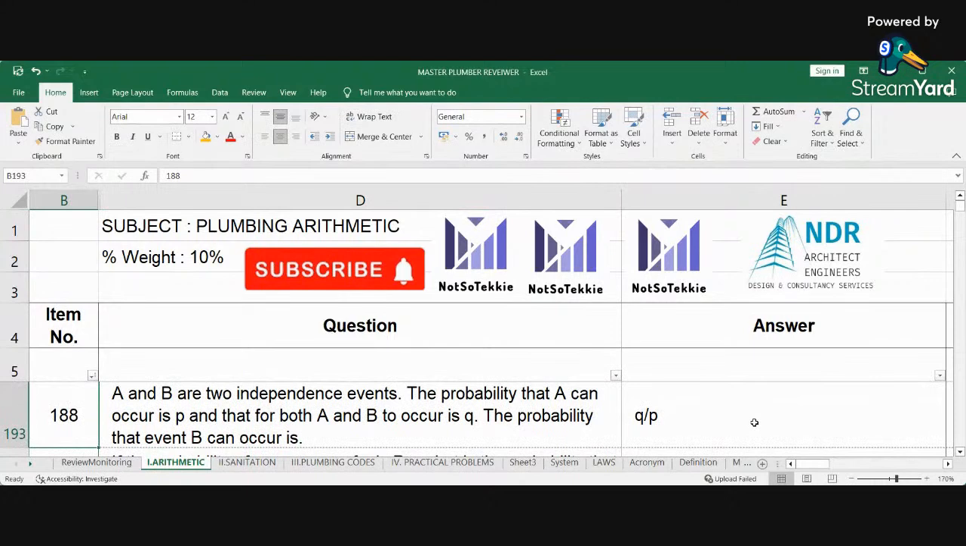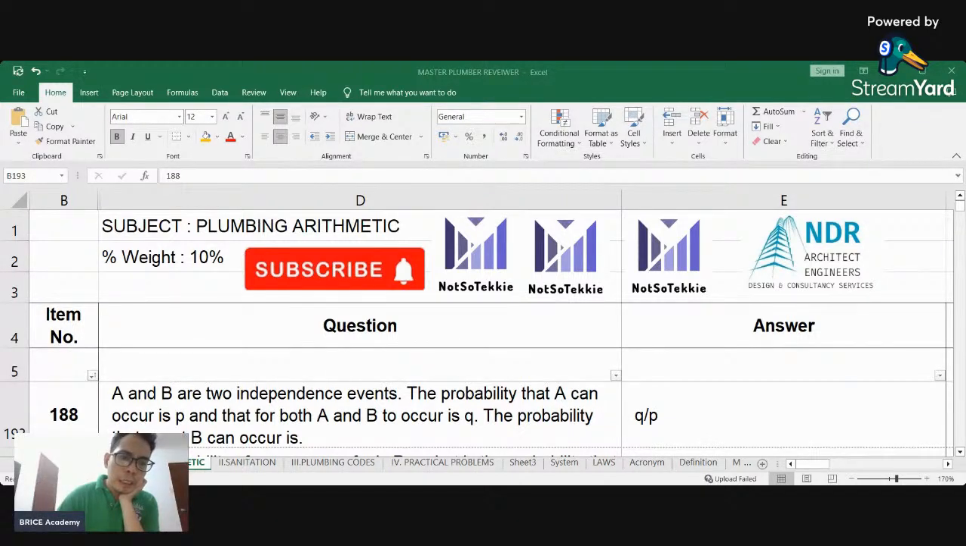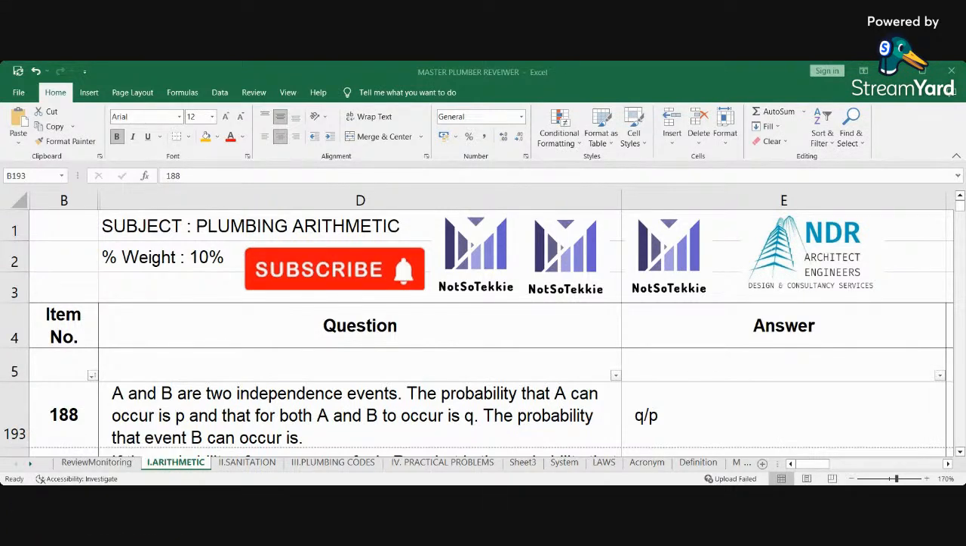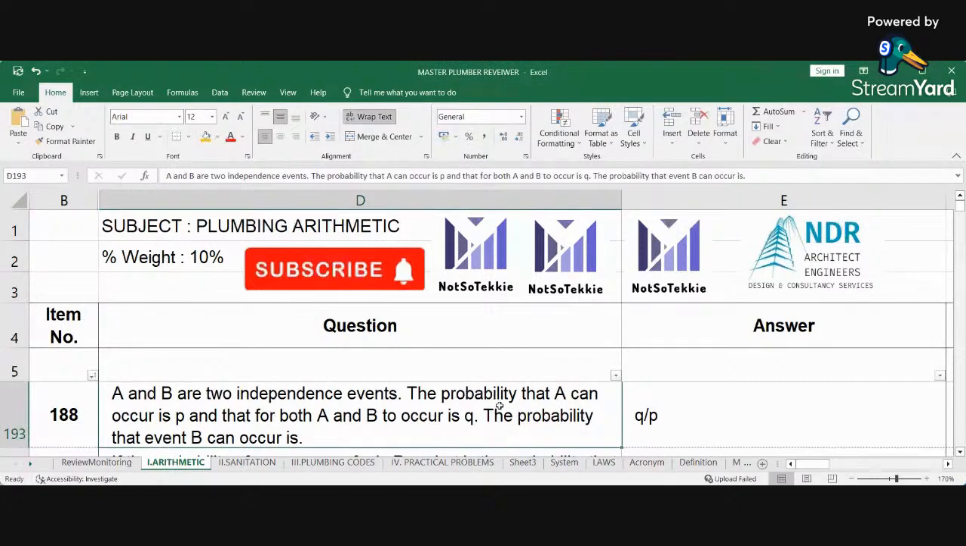188. Check ko muna ulit kung gumagana pa. Active pa naman siya. Yun, okay. Buhay na buhay pa siya. Okay, 188. 12 to go.